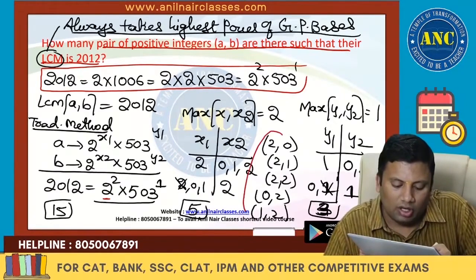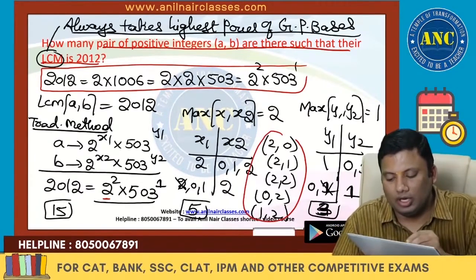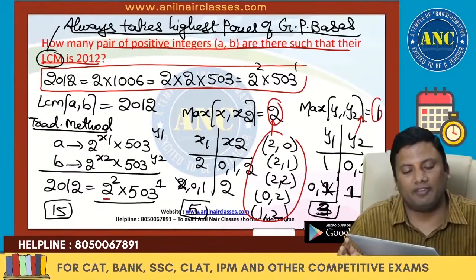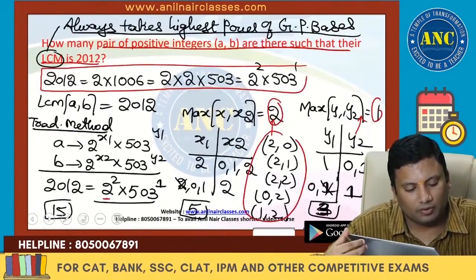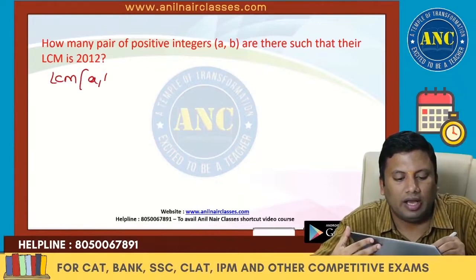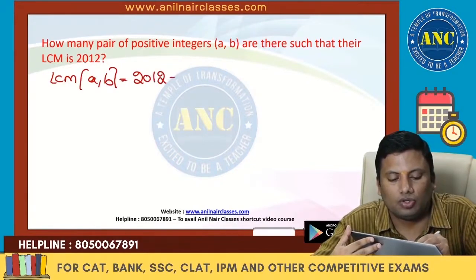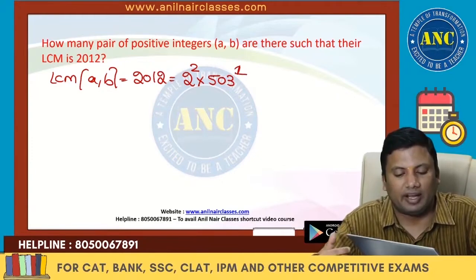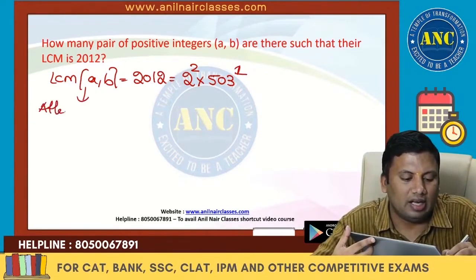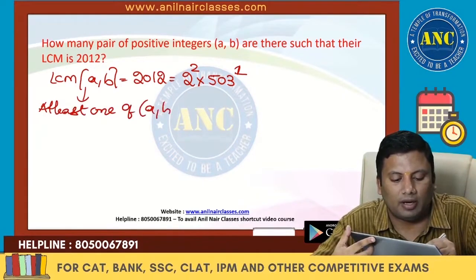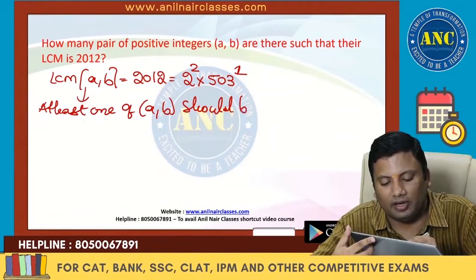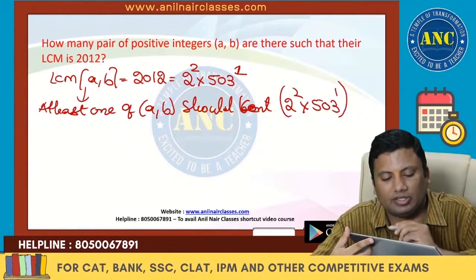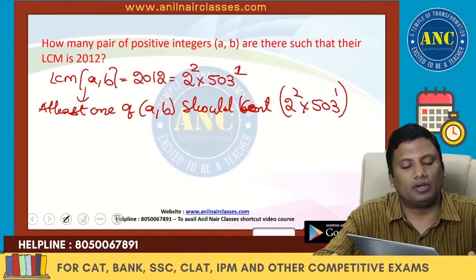Please observe, in all these doublets, x1 is 2 or x2 is 2. And 1 is present in every doublet for y. Now, please write down, sir. LCM of A comma B is 2012, which is 2 square into 503. That says that at least one of A comma B should contain 2 square, and at least one of A comma B should contain 503 power 1.